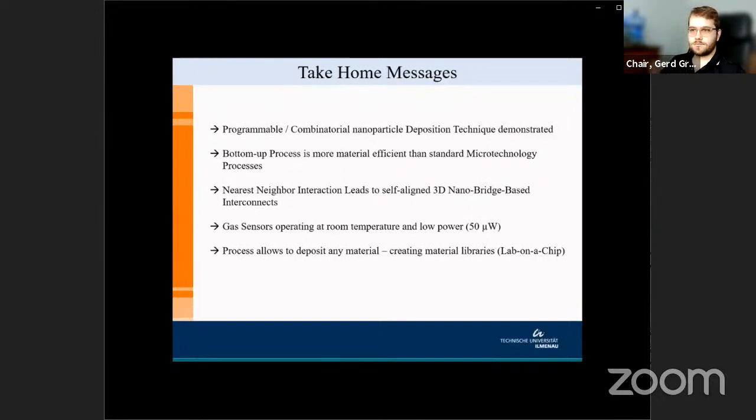And last but not the least, this process allows for depositing multiple materials on the same chip, which means that we are working towards a lab on a chip concept, which is quite interesting for our future research.